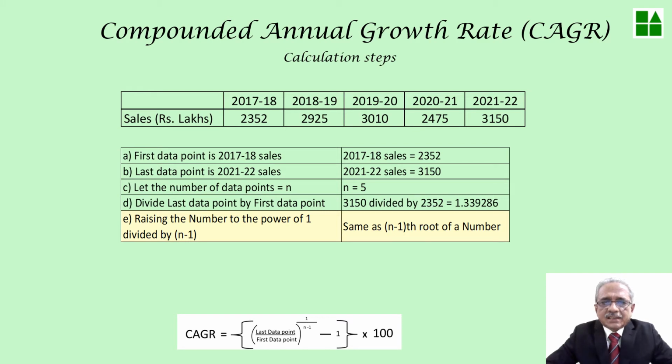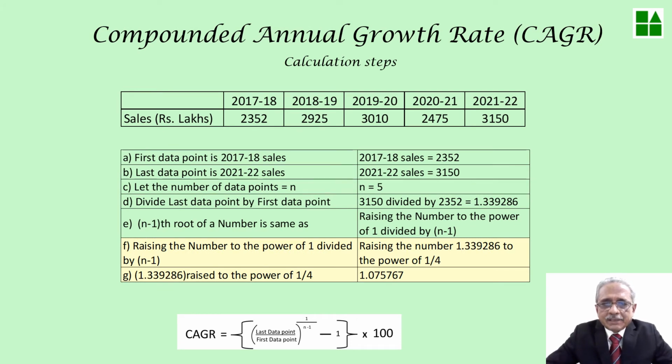Now you raise the number to the power of 1 divided by n minus 1. See the formula given below. Raising a number to the power of 1 divided by n minus 1 is the same as the n minus 1th root of a number. So if you have n equal to 3, 1 divided by n minus 1 is 1 divided by 2. So when you raise the number to the power of 1 upon 2, it is taking the square root of the number. Likewise, when n is 3, 4, 5, 6, whatever.